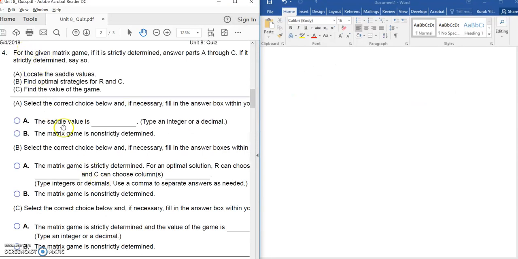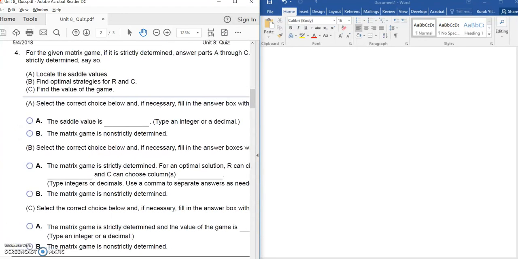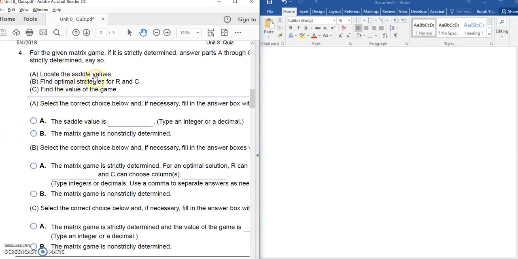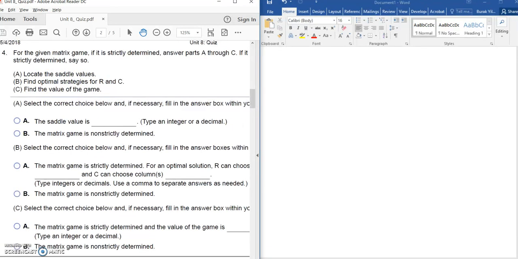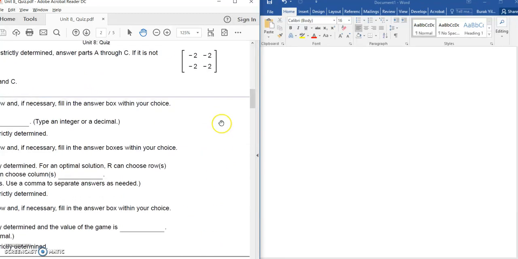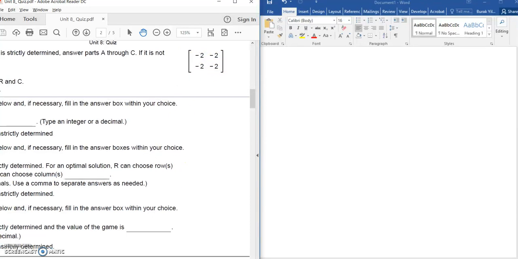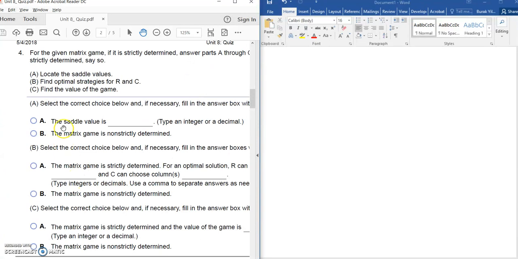So number 4 is asking us to find the saddle values, optimal strategies, and the value of the game. So let's take a look at the matrix. The matrix is a 2x2 matrix where all entries are -2, which means the saddle value is going to be -2 because you can put a circle and box around all of them. So your saddle value is clearly -2.